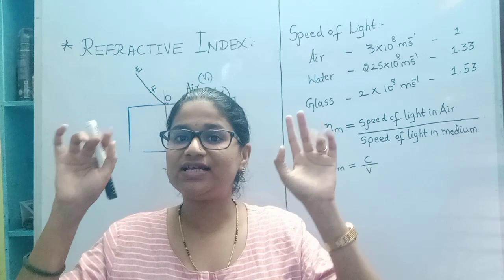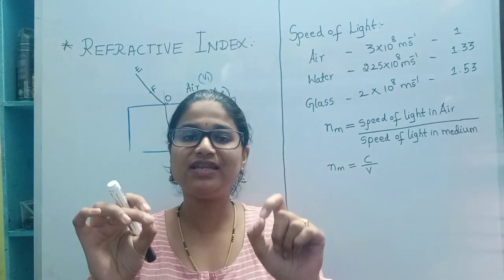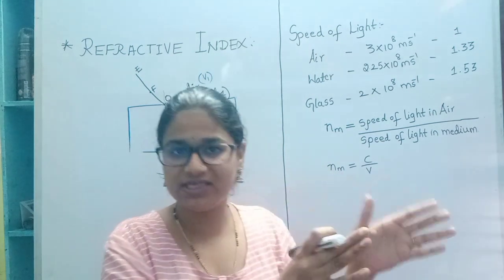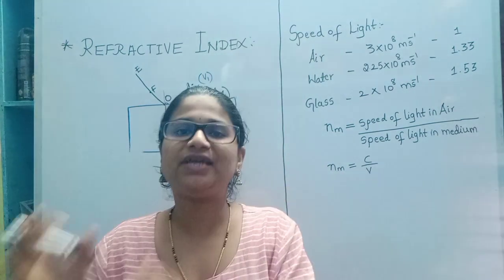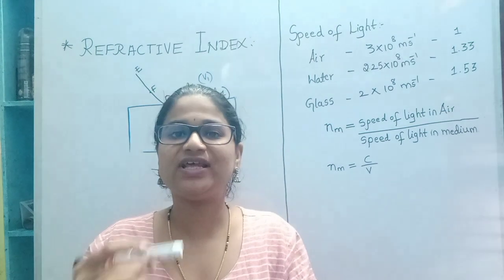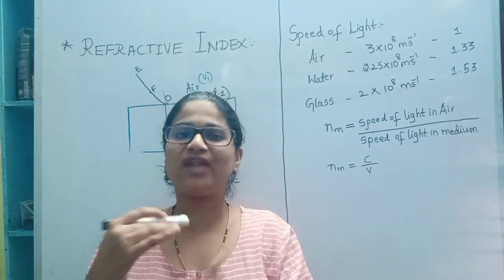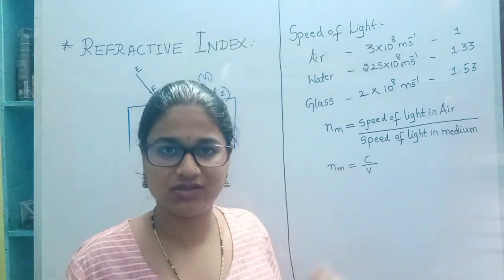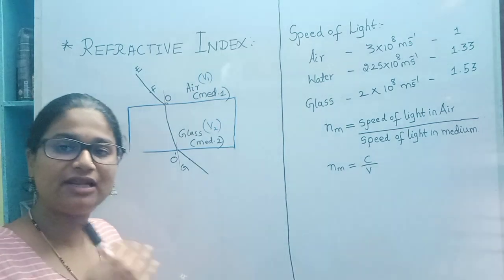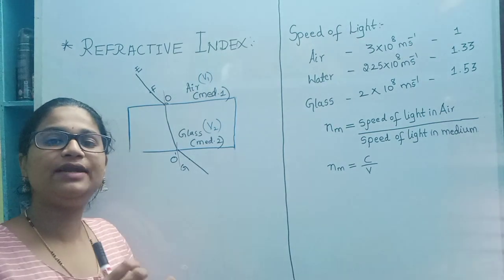So here when we consider the mediums, we should keep in mind that those are nothing but transparent mediums only. In all the transparent mediums, the speed of light differs. So due to the change in speed of light, the refraction phenomenon occurs. Here the refractive index can also be determined by using the speed of light.